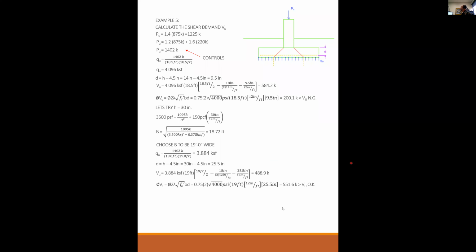Okay, great. Good question. So I now have a footing thickness and a footing size. 19 by 19 satisfies my bearing pressure, and 30 inches deep satisfies my shear demand. So far, so good. So far we're saying 19 by 19 by 30 inch footing.